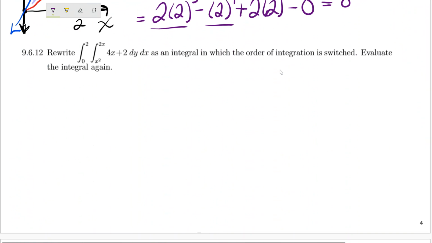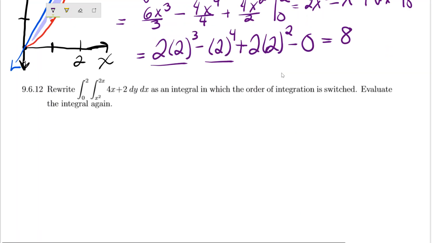Oh, today is good. Okay, rewrite as the integral in which we change the order of integration and switch the integral. So this is just for fun. If we do this correctly, we should get the same answer as the previous one, because you'll notice that this is the same one as number 11. We're just going to change the order of integration. So, first up, we want to do this.